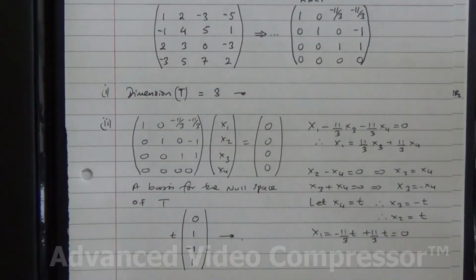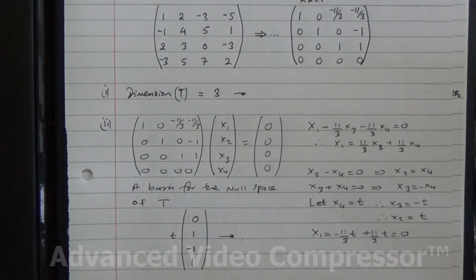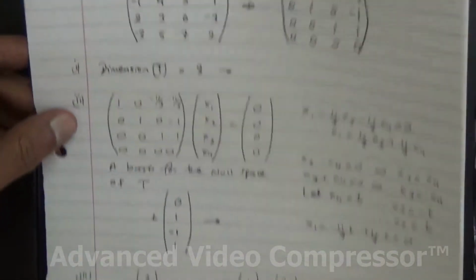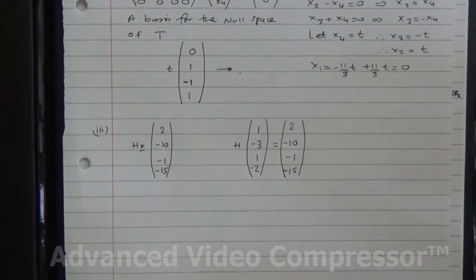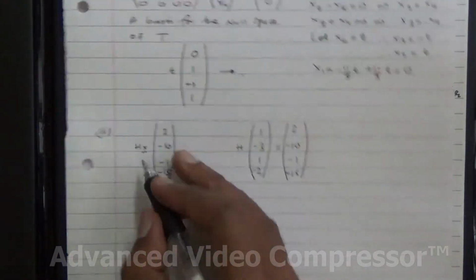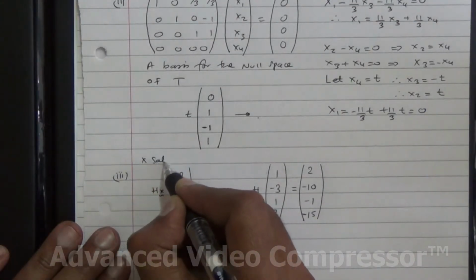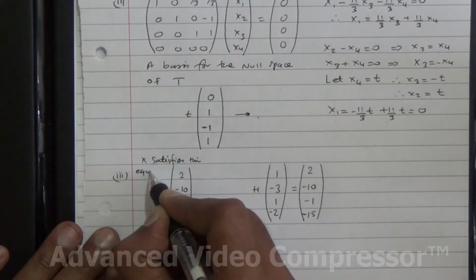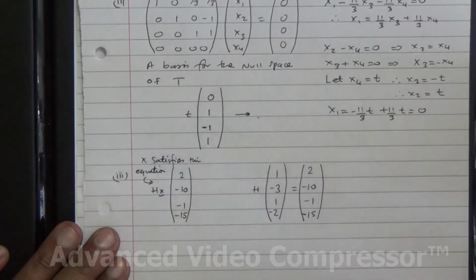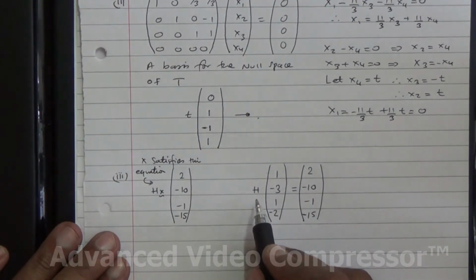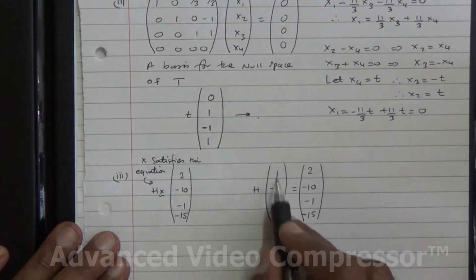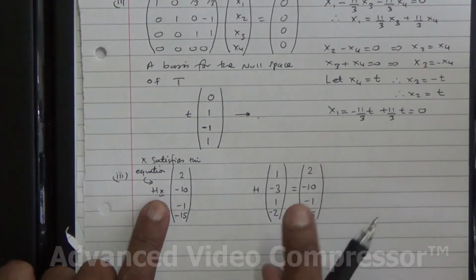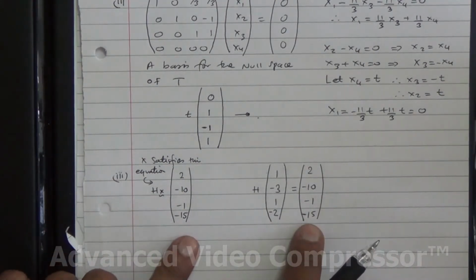Okay, for the third part, we are told that it is given that x satisfies the following equation. Here we go. This is part of the question. We are told that x satisfies this equation. Also, we are given the fact that H times some vector here is equal to this. So this could be equal to that. So these two are the same because they give the same result.